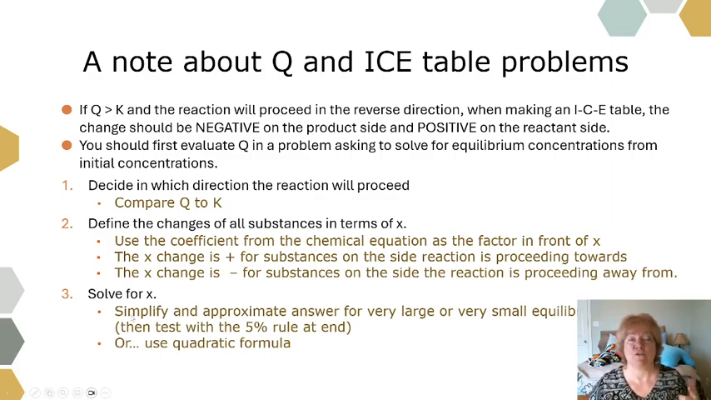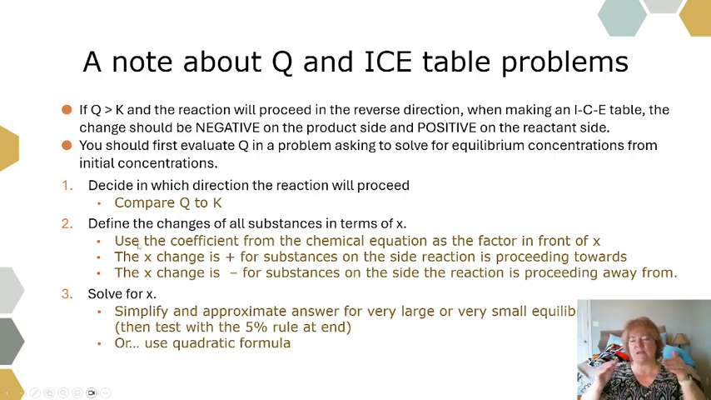So I should first evaluate Q before solving for the equilibrium concentrations to see, okay, is this going in the forward or the reverse direction? So I compare Q to K. If it's going in the reverse direction, then I'm going to do some different things.